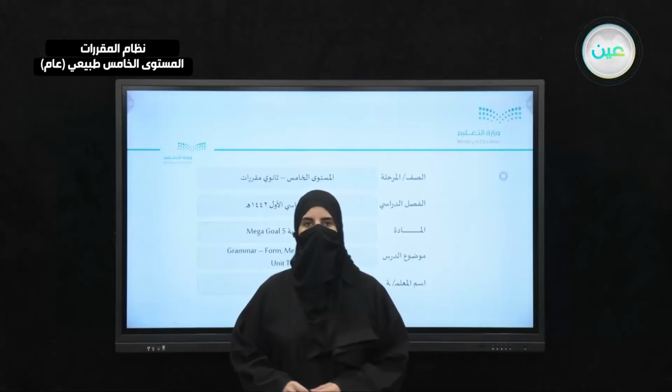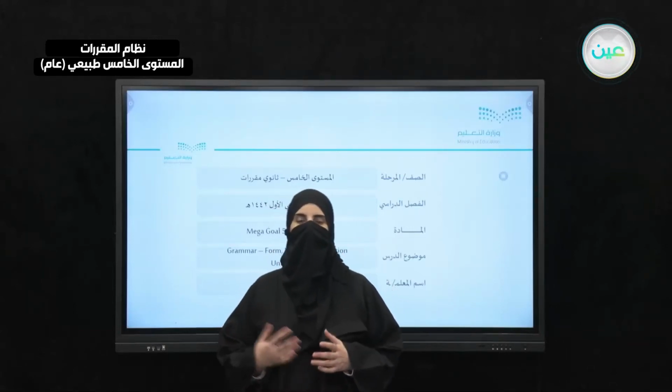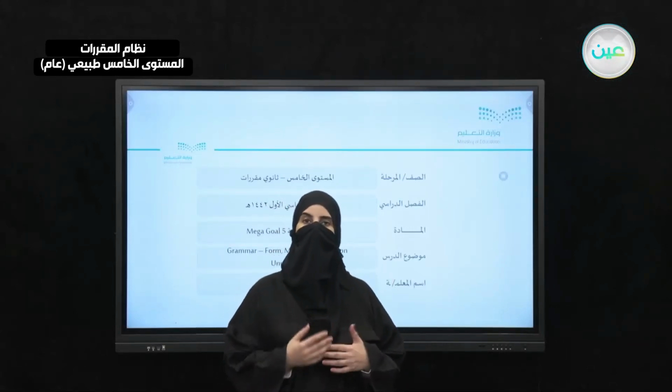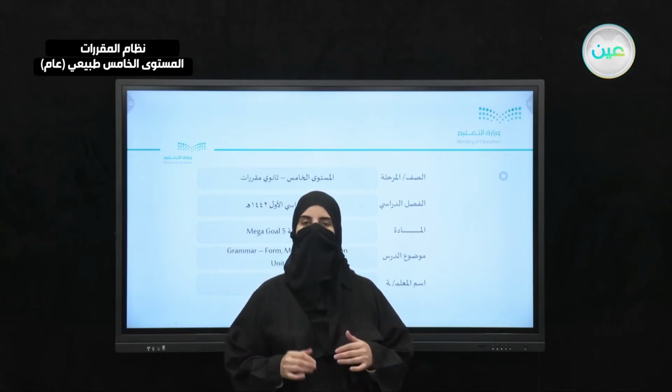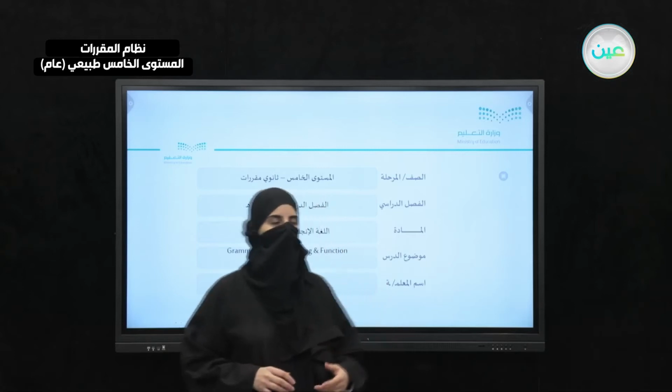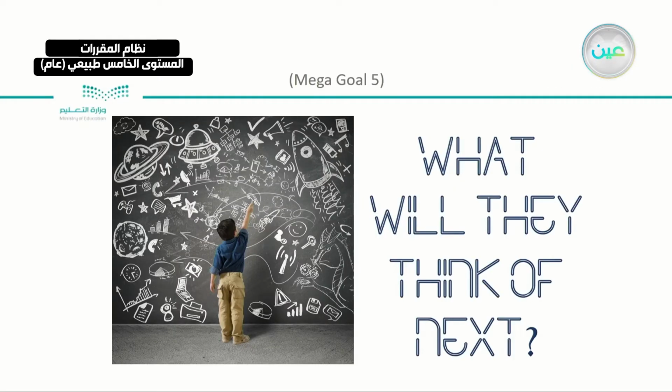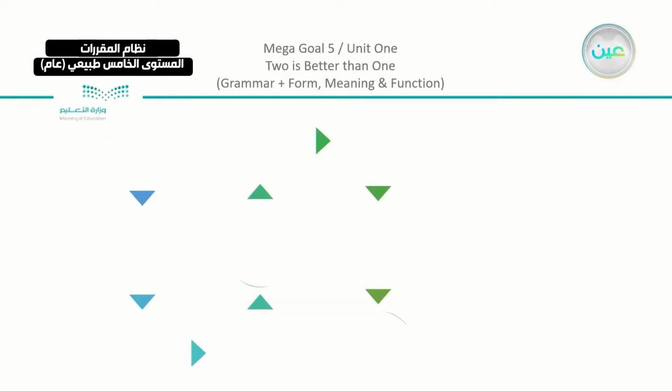Hi students. In the last lesson we had a general discussion about the vocabulary part that we took in Unit 3 and Unit 4. Now in this lesson we are going to focus on Unit 3, which was about what will they think of next, that was related to the future in general. And we are going to specifically look at the grammar and the form, meaning and function lessons that we took.